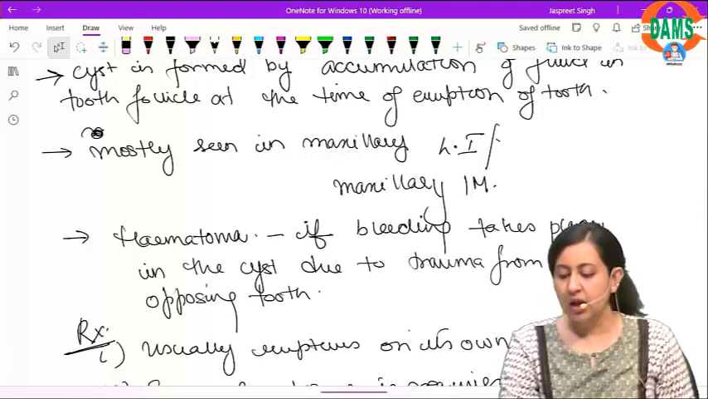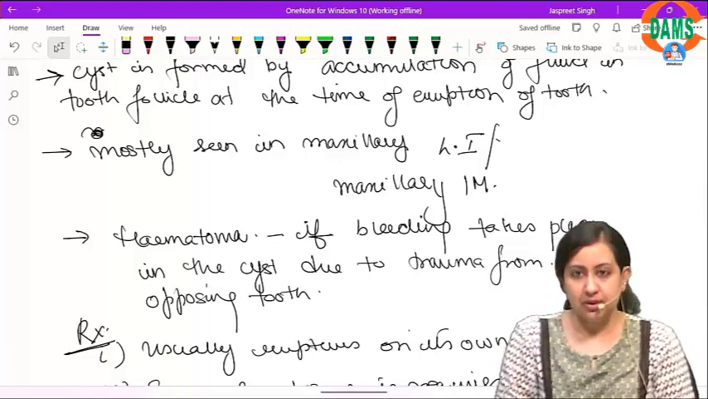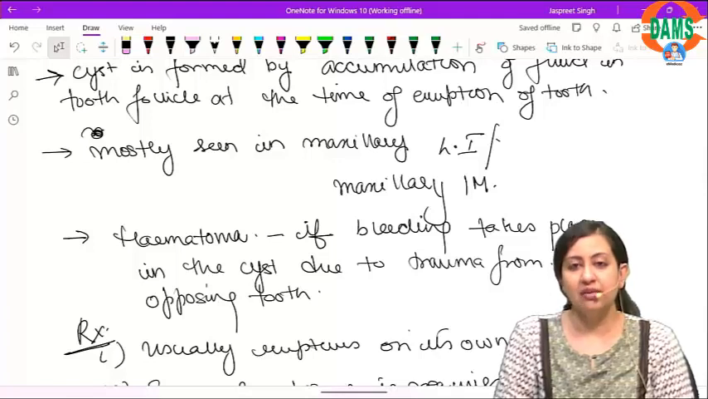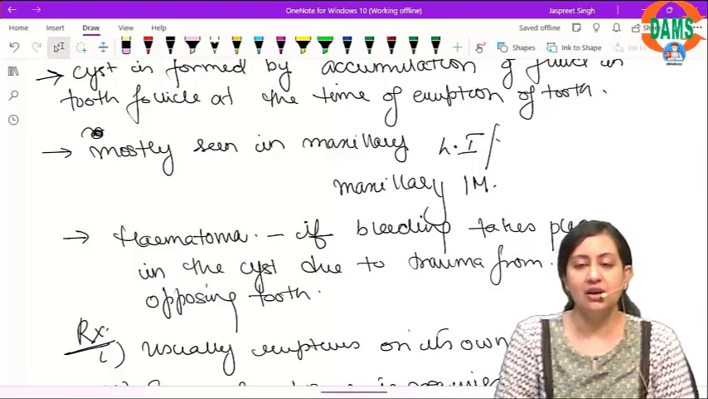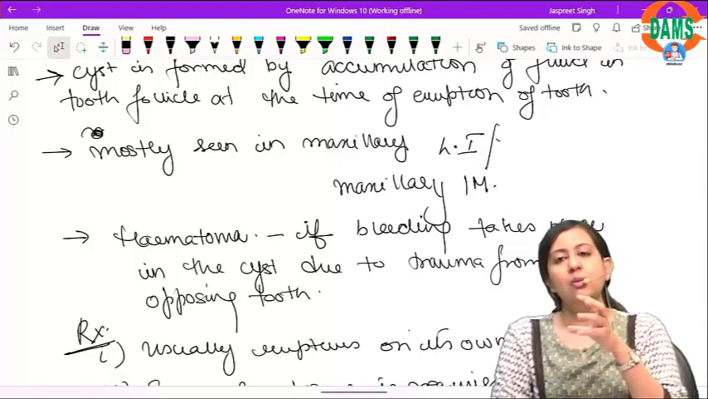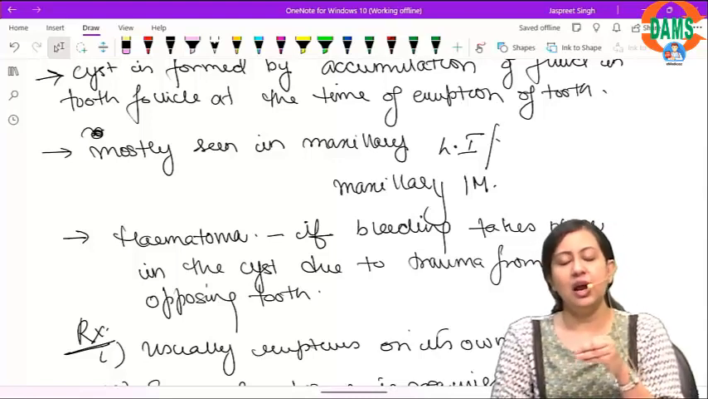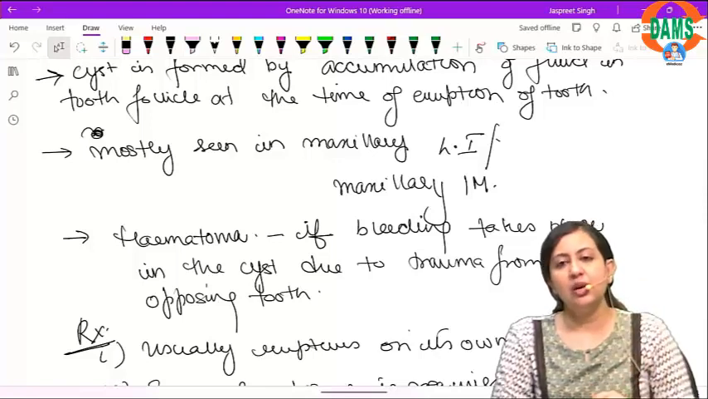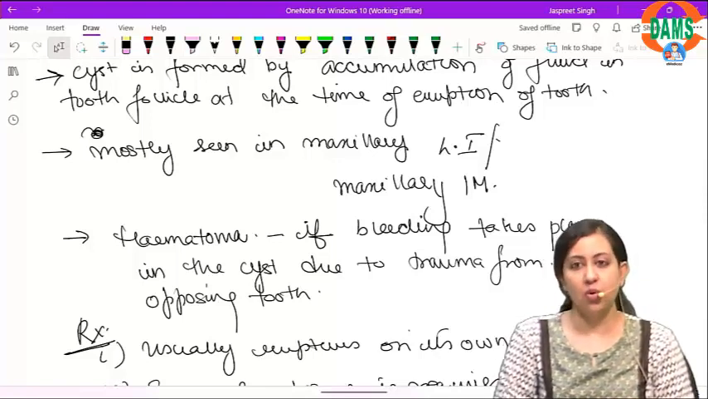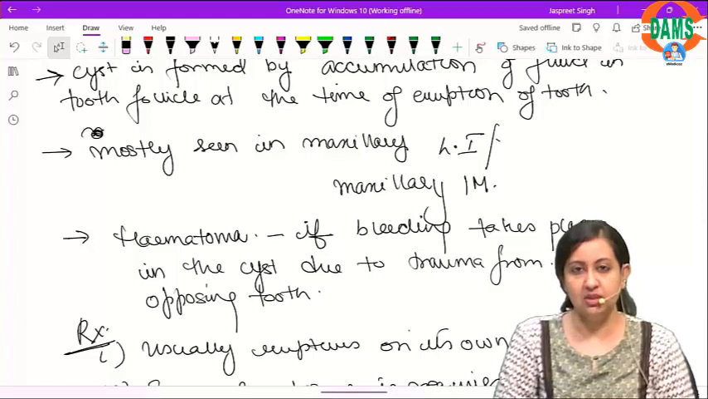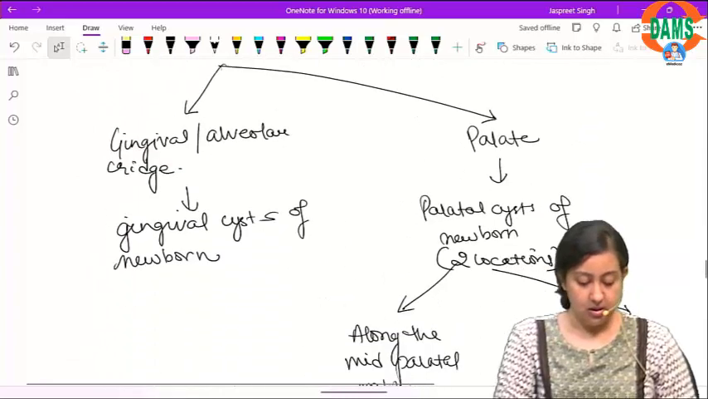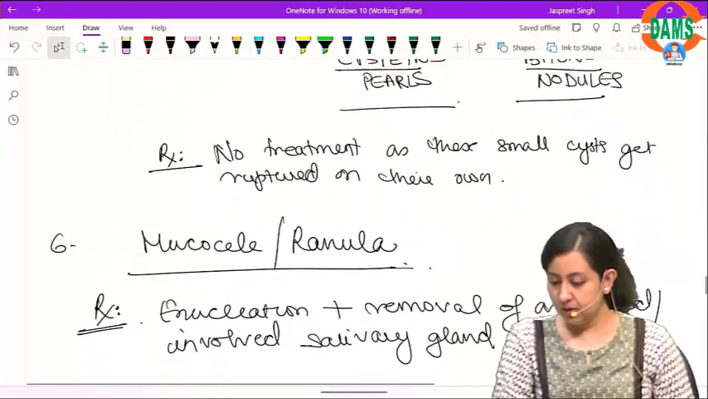Okay. Yeah. Priyanka, so what happens? Why is it important to remove the involved salivary gland? Because mucocele or ranulas are often caused due to rupture in the salivary duct, or a stricture in the salivary duct. So, if you don't remove the involved salivary gland, the mucocele and ranula will keep recurring again and again. So, it is important to remove the associated salivary gland. Alright, Priyanka.